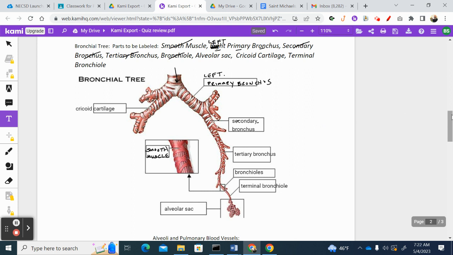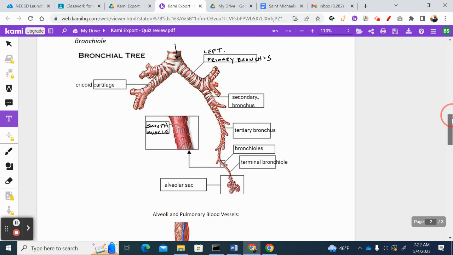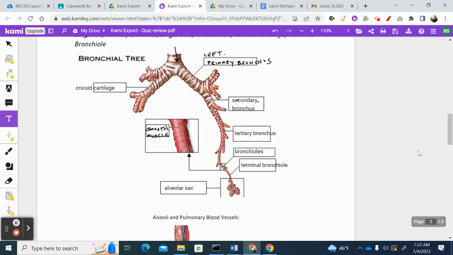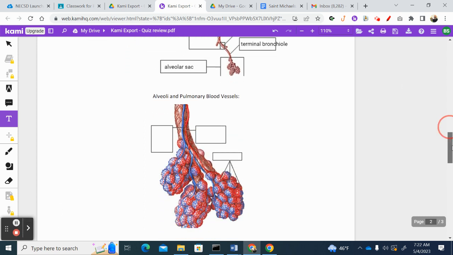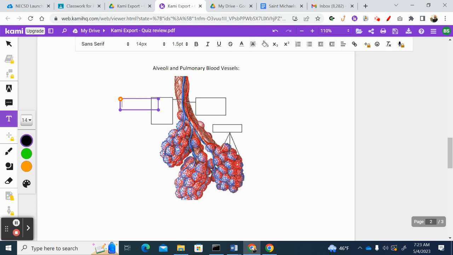All right. Looks pretty good. Take a minute. And let's keep going. This is a close-up look at the alveoli, the alveolar sacs, and blood vessels. And we have pulmonary arteries and pulmonary veins. What colors are the pulmonary arteries? Blue. Yeah, they're backwards.